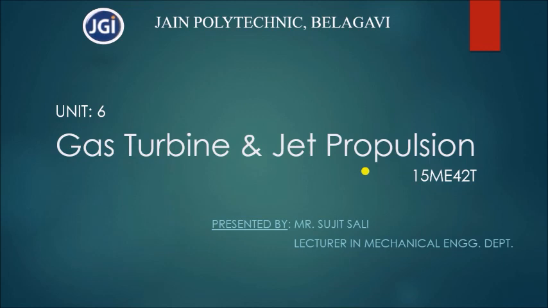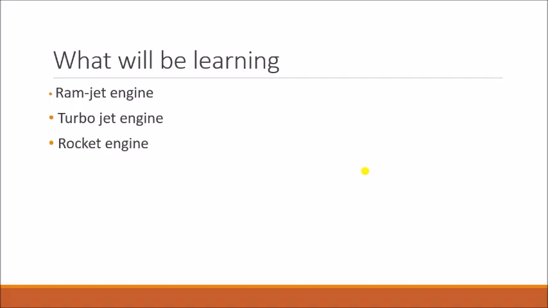So today we'll go through one of the chapters from the Basic Thermal Engineering subject, that is Gas Turbine and Jet Propulsion System. In this video we'll be going through jet propulsions. What we'll be learning is the ramjet engine, turbojet engine and rocket engine. These are the jet propulsions. How a jet propulsion takes place, and what are the three different types of jet propulsion: ramjet, turbojet and rocket engine.